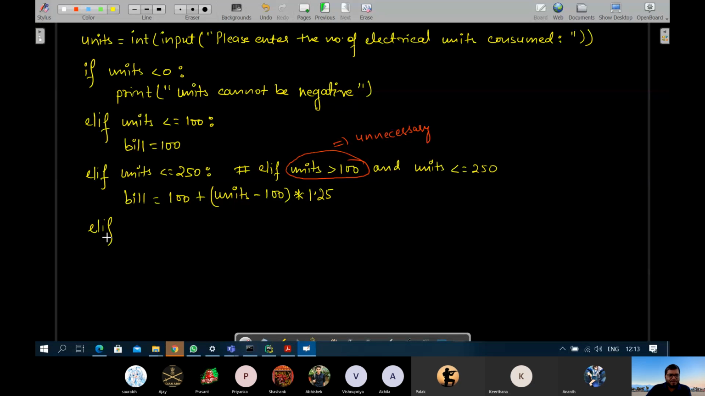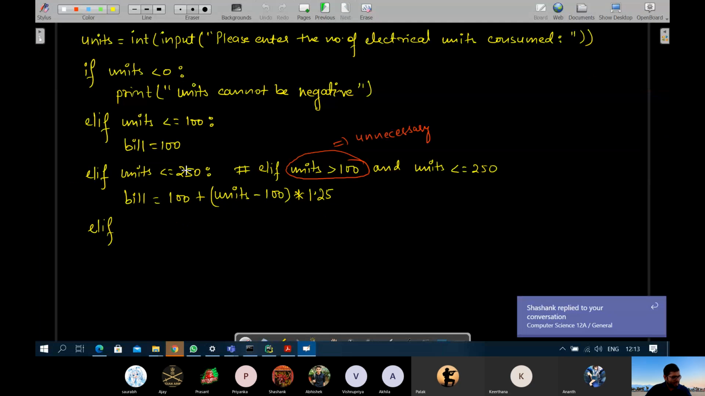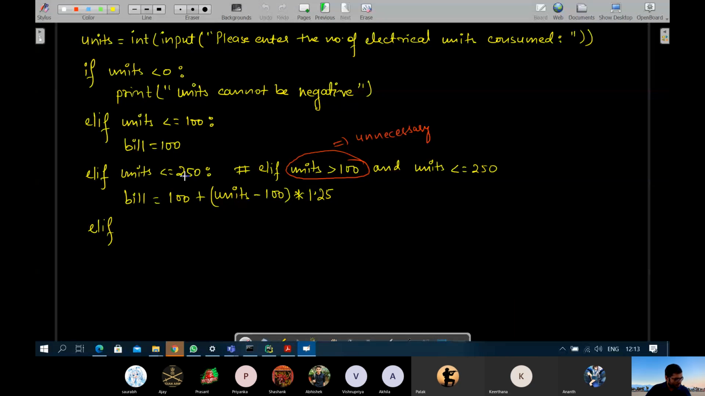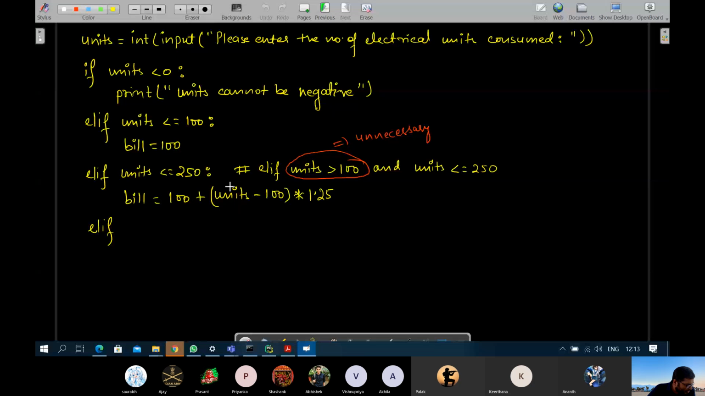Then you will write elif up to फिर कितने calls तक, first 100 to 150, then next 200 calls तक. That means up to call number 250 and above 250. Okay. क्या भेजा? C is greater than equals to 0. Shashank, that is correct. देखते हैं, एक मिनट रुक जाओ, पहले ये सॉल्यूशन कंप्लीट करते हैं, then we will see your solution.